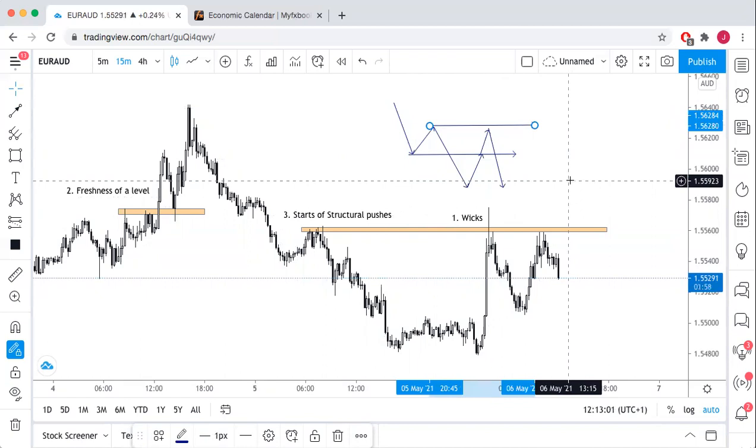So when identifying how strong a level is, and this is a structural level, I'm going to look at these three things generally. I'm going to add those into our arsenal and they should become second nature.